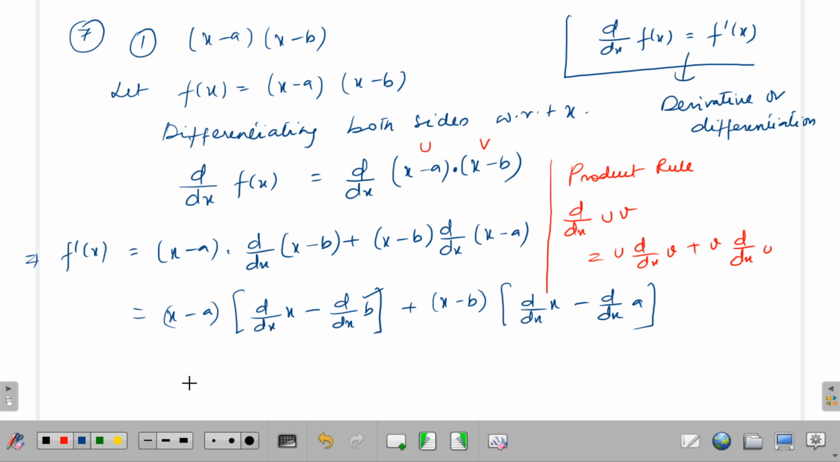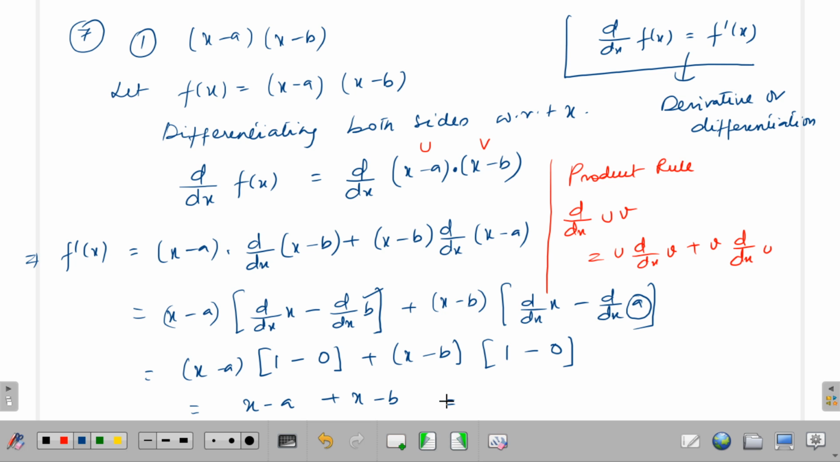Now, dx and dx I can cancel. So the first one I'll get here is nothing more than 1, and this is constant, so there will be 0, plus x minus b, and similarly this and this can be cancelled, so that means I'll get here 1, and then that will be 0. Why? Because this is a constant term, and the question also is given that a and b are constant. So which is nothing more than x minus a plus x minus b.